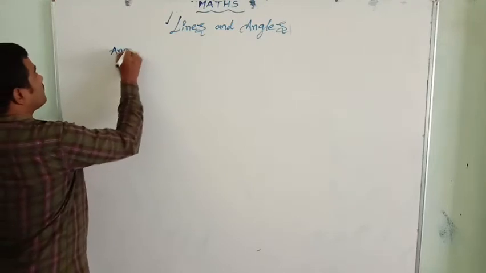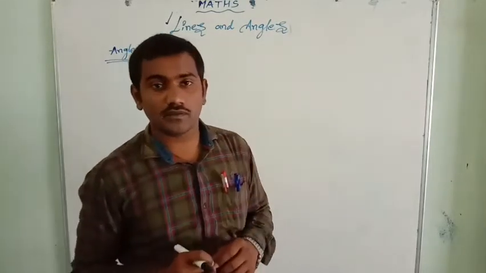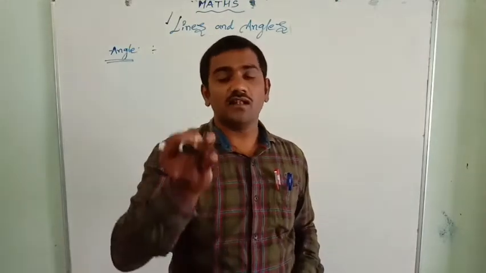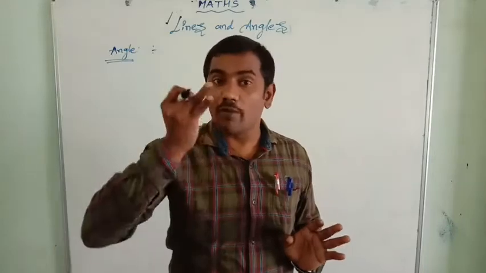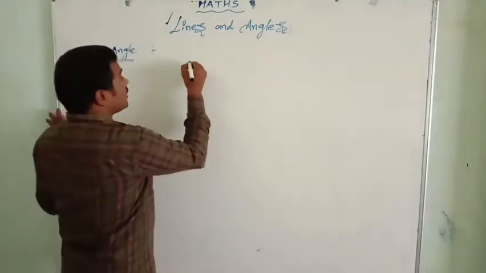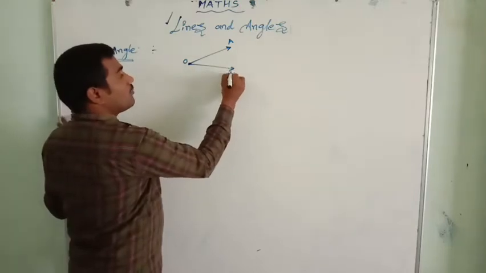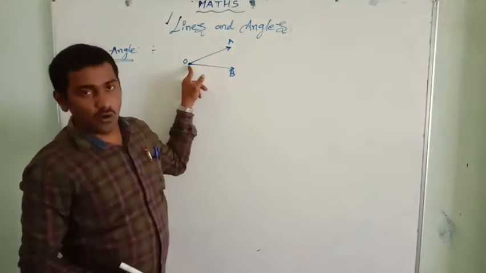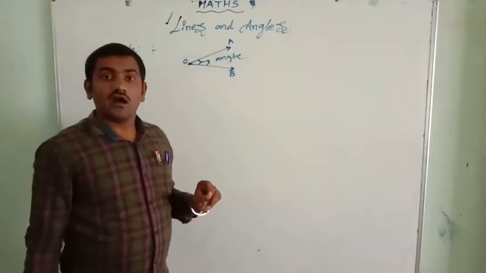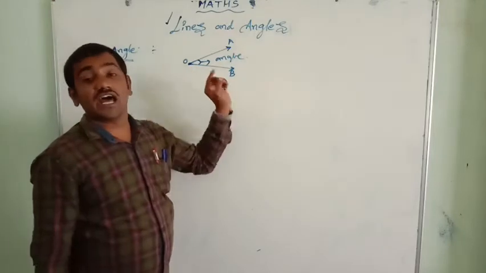What is the meaning of angle? Where will the angle form? If two rays have the same common point, at the position of the common point, the angle will form. Suppose OA is one ray, OB is another ray. These two rays have a common point O. At the position of this point, this angle will form here. I hope you understand. At every corner we can see angles.